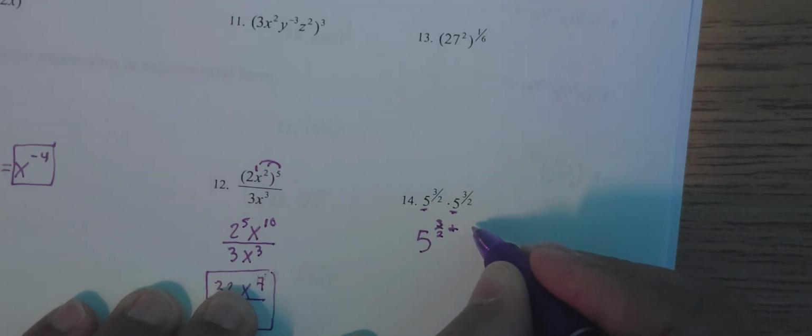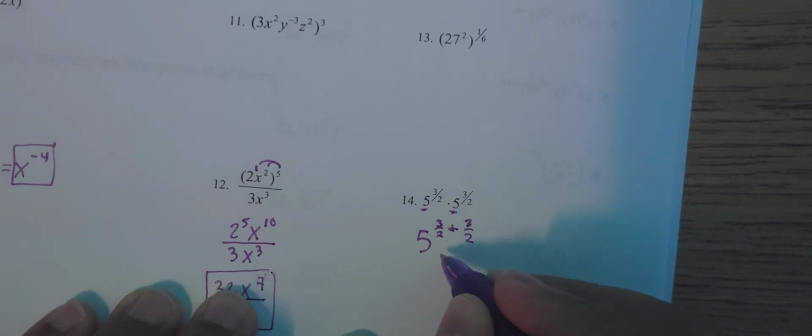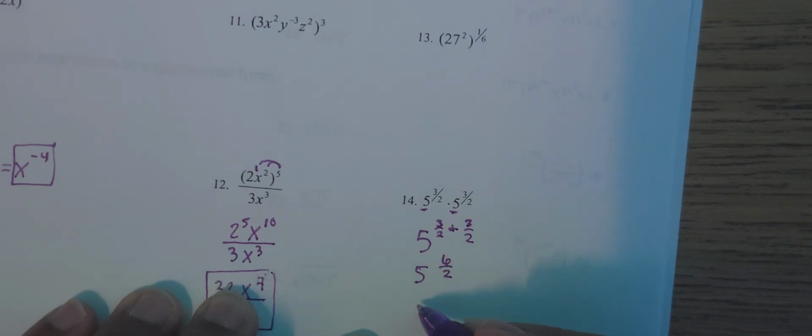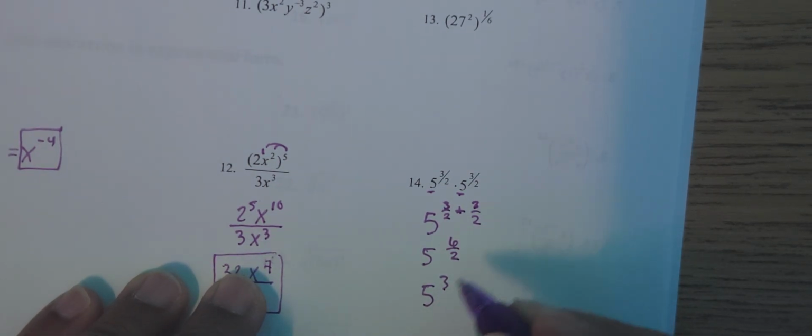So we apply the product property of exponents. Okay, so 3 over 2. When you add 3 over 2 plus 3 over 2, just add the numerators. So 3 plus 3 is 6. And then 6 divided by 2 is 3. So then this is 5 to the 3rd. And 5 to the 3rd is 5 times 5 times 5, which is 125.